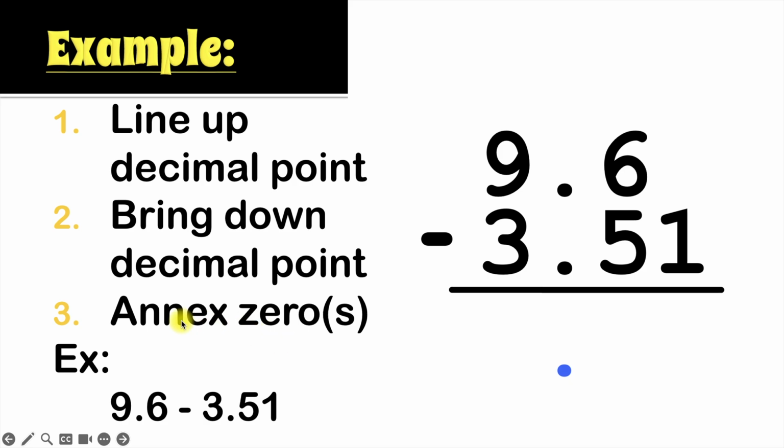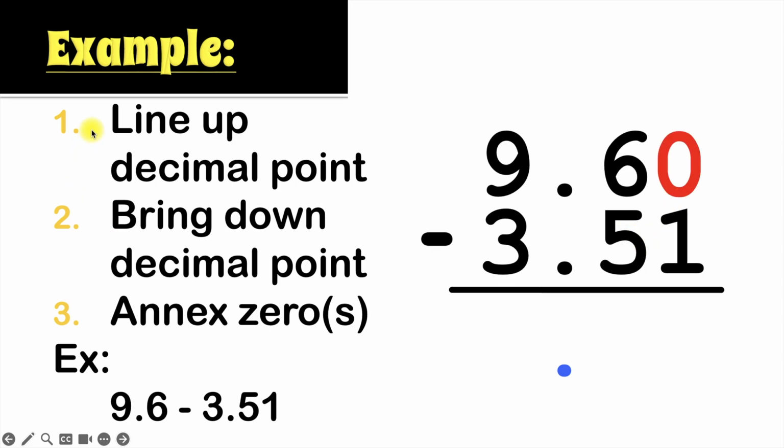And finally, we'll go to step number 3, which is to annex zeros. And in case you don't know what that word annex means, that's a fancy math word that just means placing zeros to the right of decimal points in any blank spaces you see. Here we have a blank space right above the 1. So that's exactly where we will annex our 0. So let's write in a 0 right here.